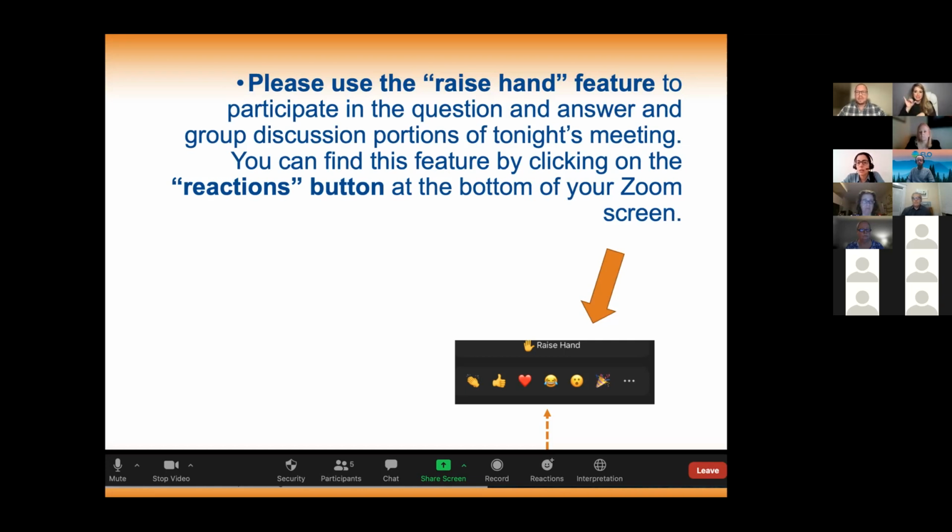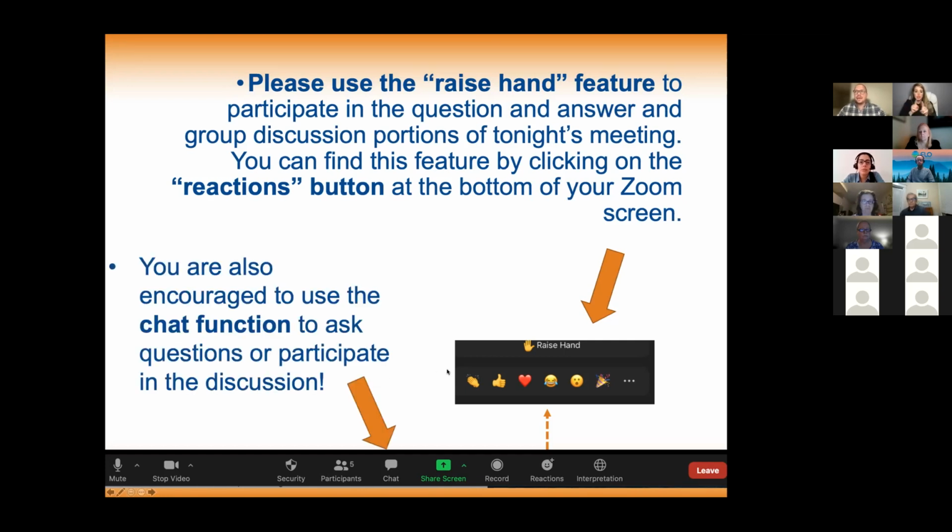The second instruction, you can also chat in. Any questions, any contributions that you want to make for the discussion using the chat function. We'll be monitoring the chat as well throughout the evening.